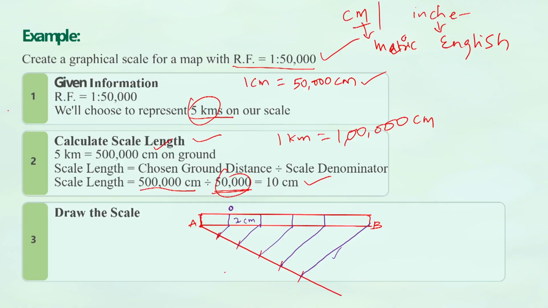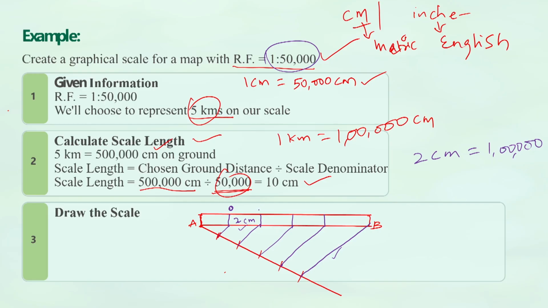Okay. Now, as per the RF given in the example, if 1 centimeter represents 50,000 centimeter, here we have 2 centimeter. 2 centimeter will represent how many centimeter? 1 lakh centimeter, right. So, 1 lakh centimeter is nothing but 1 kilometer. So, here in the graphic scale we have 2 centimeter length, that is why the first division may be marked with 1, means 1 kilometer, because 2 centimeter is equal to 1 lakh centimeter, 1 lakh centimeter is equal to 1 kilometer. Then next division will be 2, here 3, 4, 4 means 4 kilometer, right, we marked, right.